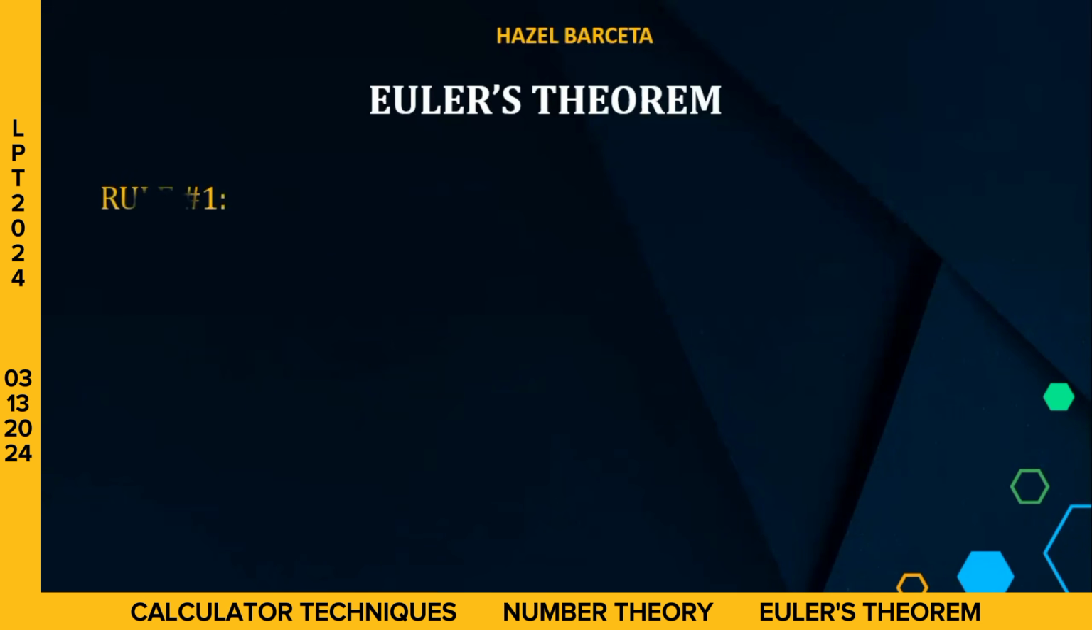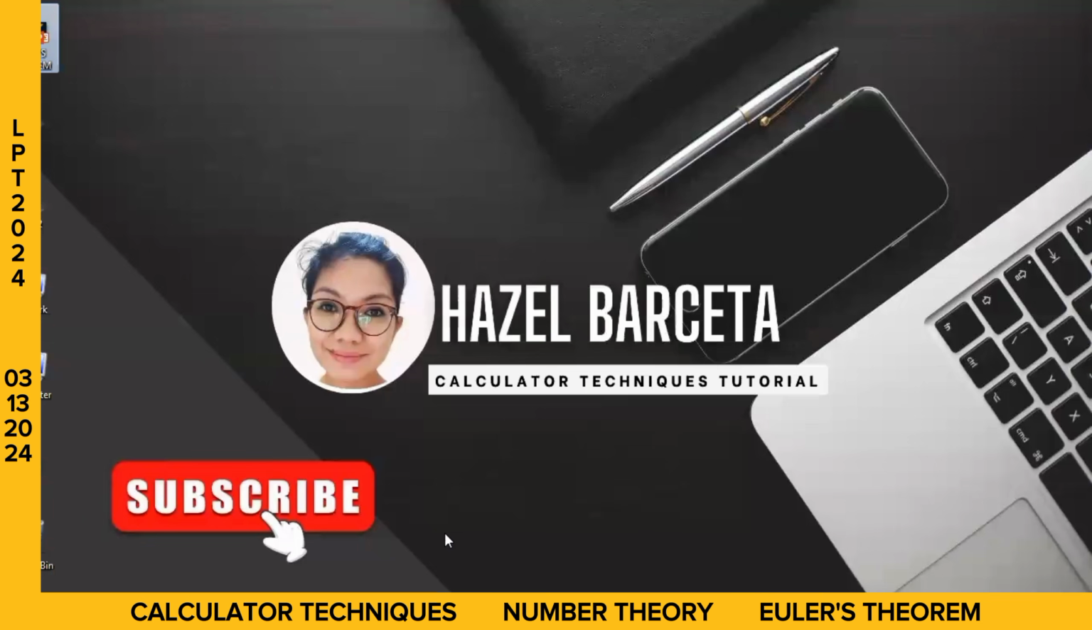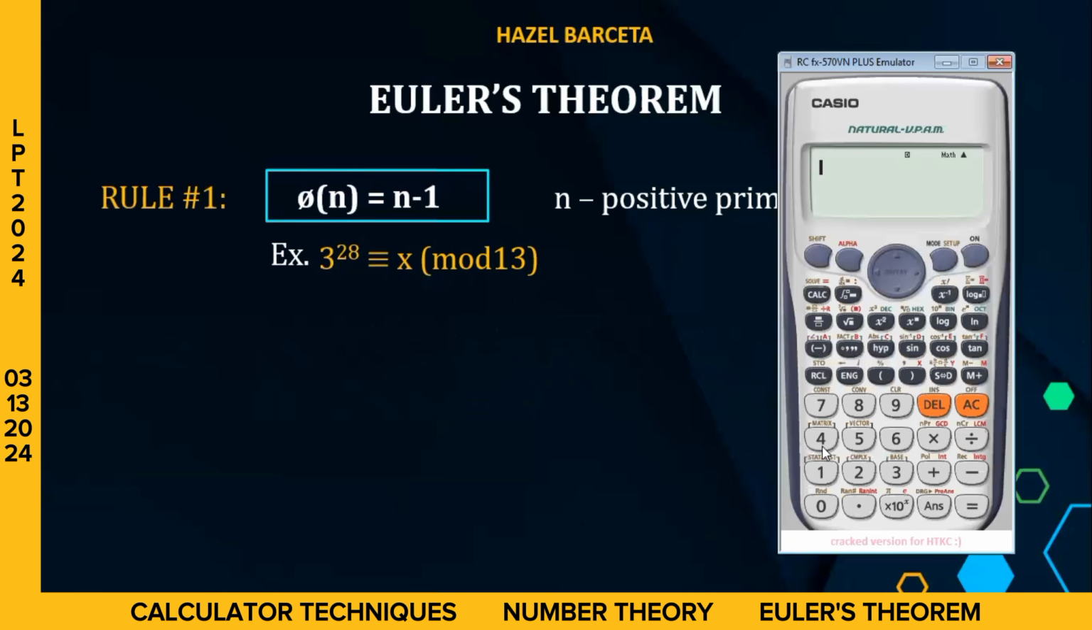Rule number 1, totient of N is equal to N minus 1 such that N is a positive prime number. So, example, we have 3 raised to 28 is congruent to X mod 13. Our A is 3 and our N is 13. Pareho pong positive integers, so correct. 3 and 13 dapat po relatively prime. So, paano po natin i-check?